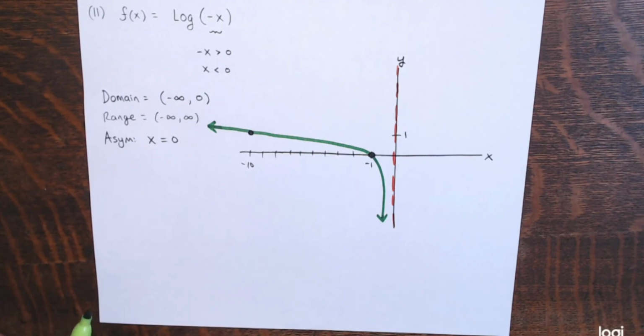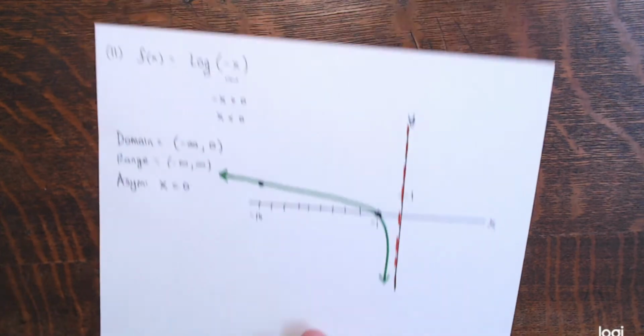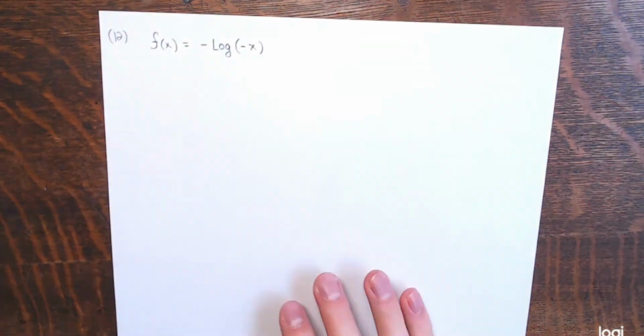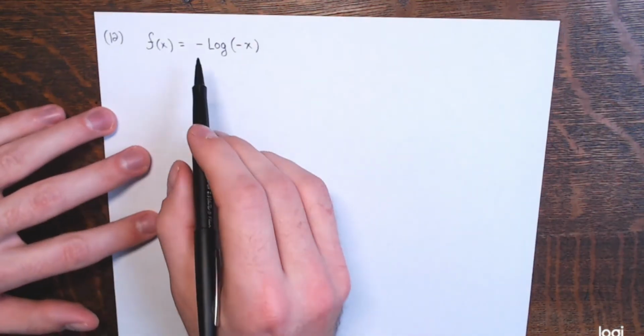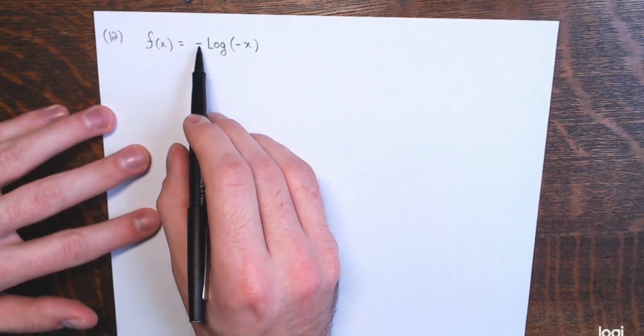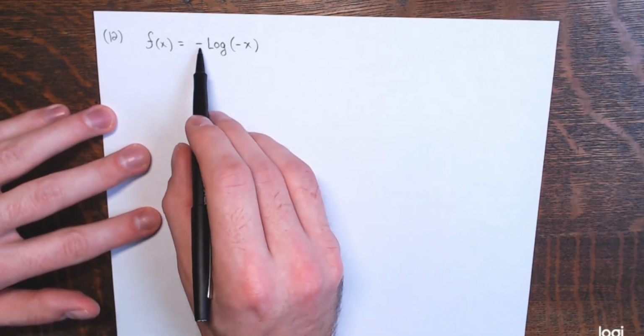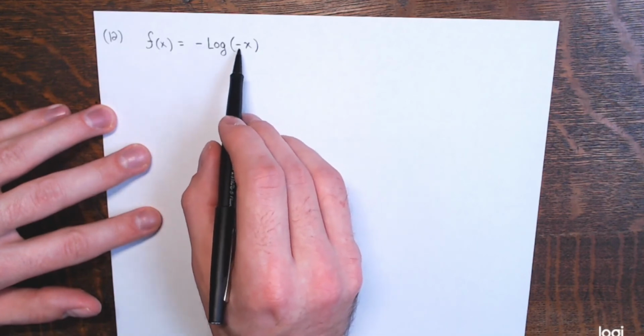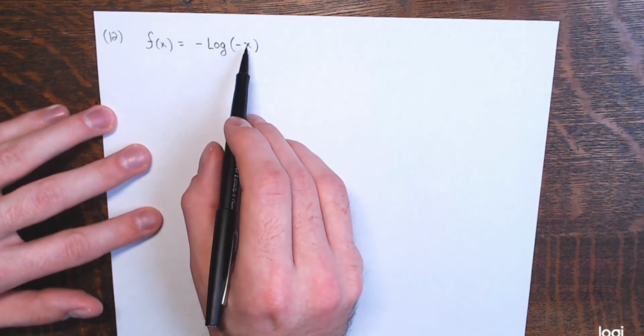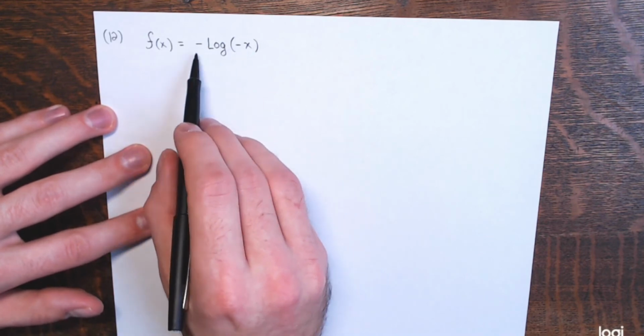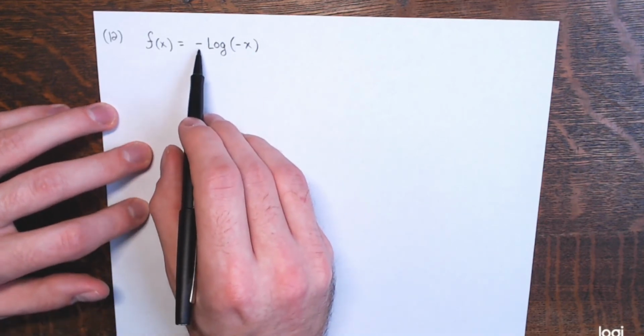Maybe a little curvier out here, but something like this. Right. Great. Now the next one is just like the previous one, but you have a times negative 1 outside, negative log of negative x. That would reflect it across the x-axis afterwards, right? Replacing x with negative x reflects log of x across the y-axis, and then multiplying the whole thing by negative 1 reflects it across the x-axis.